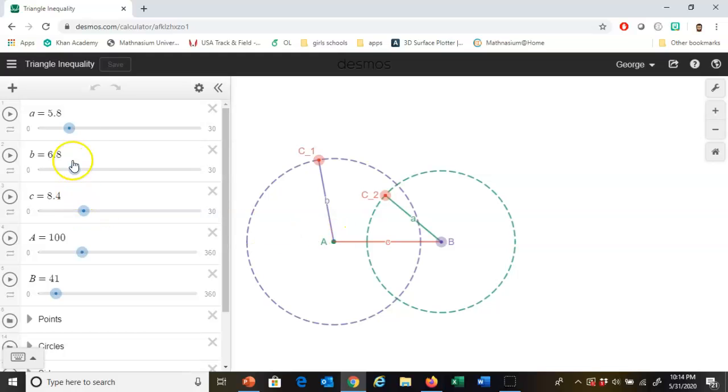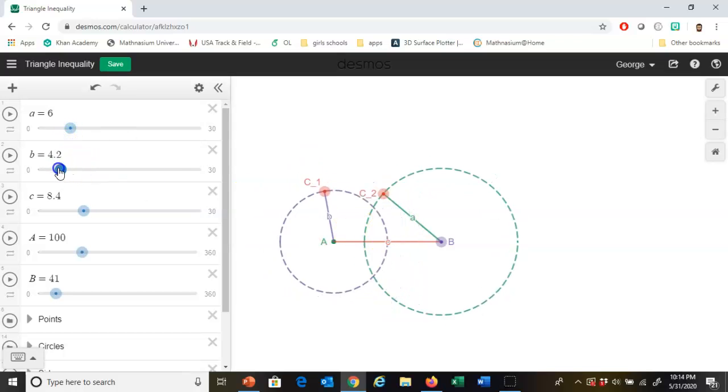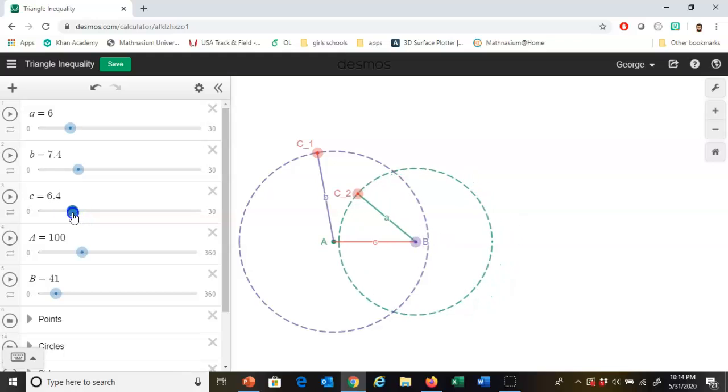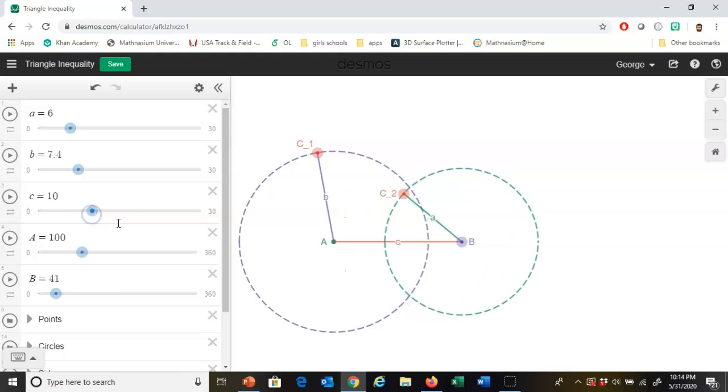I have sliders that I made here for side A. You can drag this and make side A bigger or smaller, make side B bigger or smaller, make side C bigger or smaller. Not necessarily a rule, but I will usually prefer, when possible, to make A, B, and C the side lengths in increasing order. So whatever's the largest side length will be C. Angle A is the one that's across from side A. Angle B is the one that's across from side B. Since these are the ones that are adjustable, point C is variable.